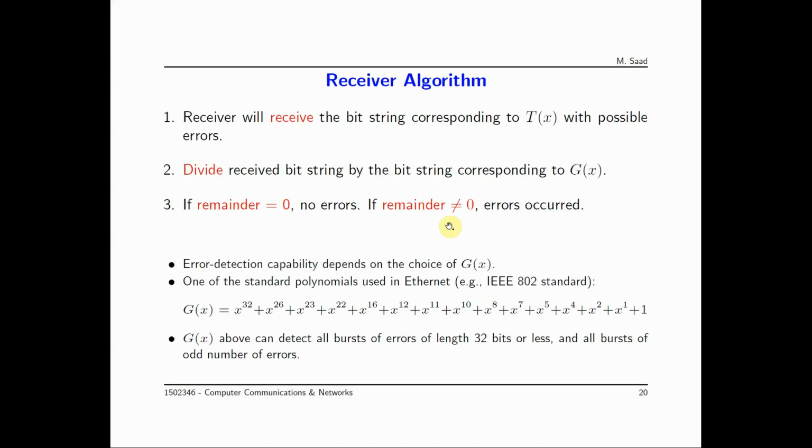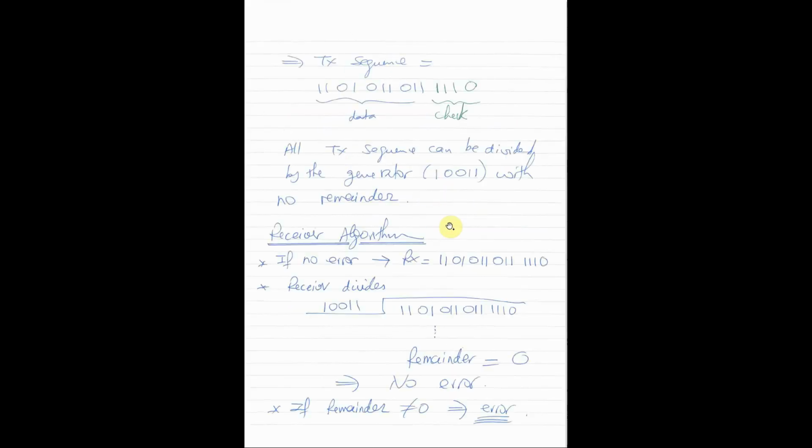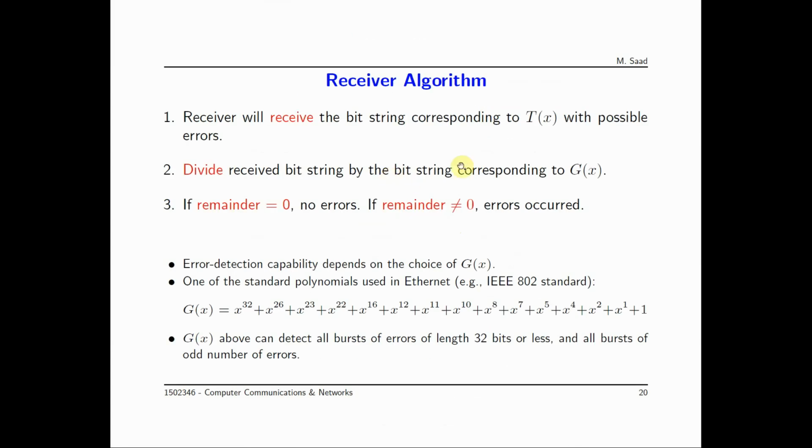So this is the same example that I have used in my illustrative slide here, and this summarizes the receiver algorithm. The receiver will receive the received sequence, divide by the same generator. If the remainder is equal to 0, it will conclude no errors. If the remainder is not equal to 0, it will conclude that some transmission errors happened, one or more. We don't know how many. We cannot even locate them. The CRC is an error detecting code.